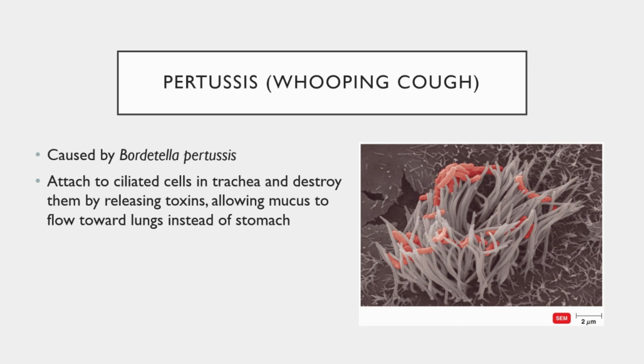So by destroying the cilia in the trachea, Bordetella pertussis causes the mucociliary escalator to stop functioning in this way and allows mucus to start flowing into your lungs instead of being directed towards the stomach.